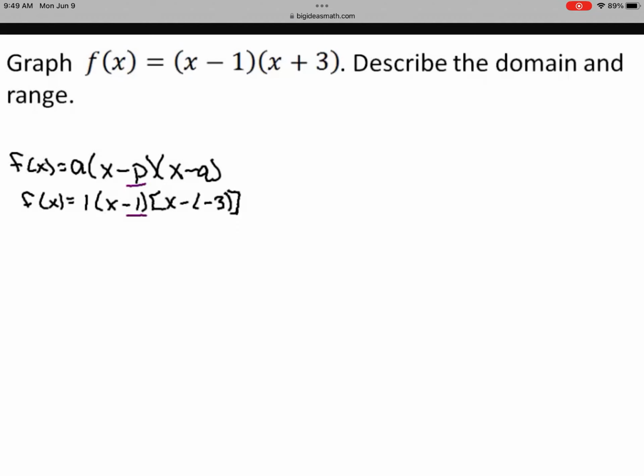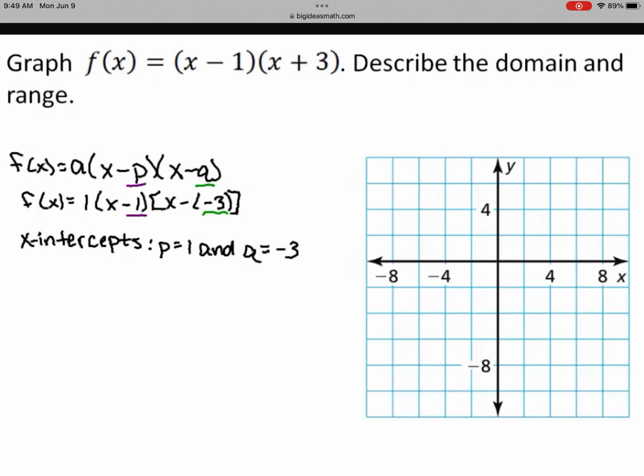Here p is 1 and q is negative 3. So the x-intercepts are p equals 1 and q equals negative 3. So plot the points negative 3, 0 and 1, 0. Now you want to find and graph the axis of symmetry.